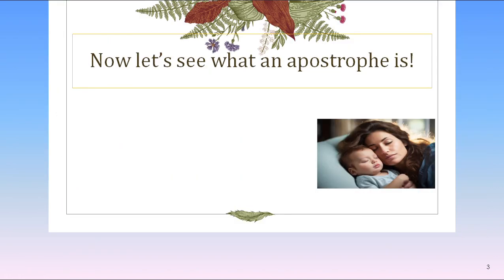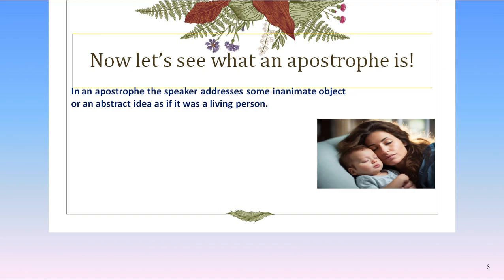Now let's see what an apostrophe is. In an apostrophe, the speaker addresses some inanimate objects or non-living things or an abstract idea as if it was a living person. So we are treating non-living things like a living person and talking to it.